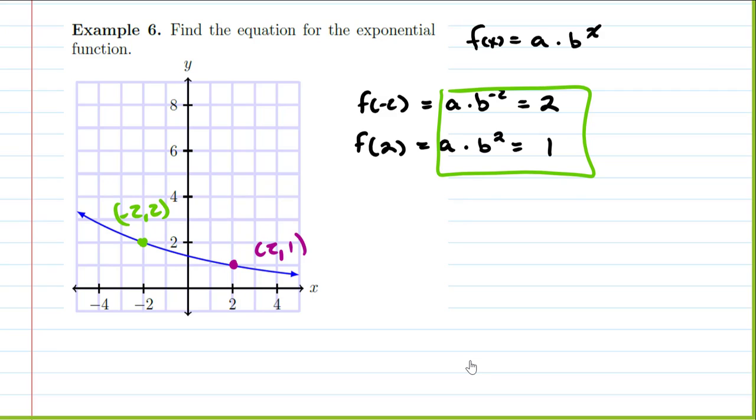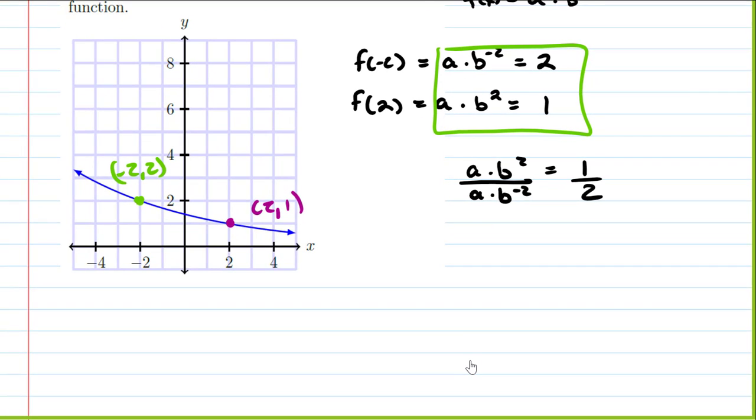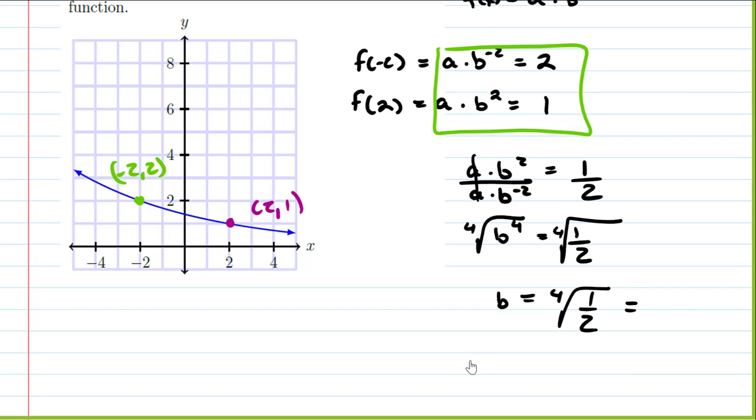So if we divide a times b squared equals 1 by a times b to the -2 equals 2, and we divide both sides, our a's reduce out, as always. B squared divided by b to the -2 is b to the 4th power is equal to 1/2. So we take our 4th root of both sides, and that gives us b is the 4th root of 1 over 2, which is 1 over the 4th root of 2.